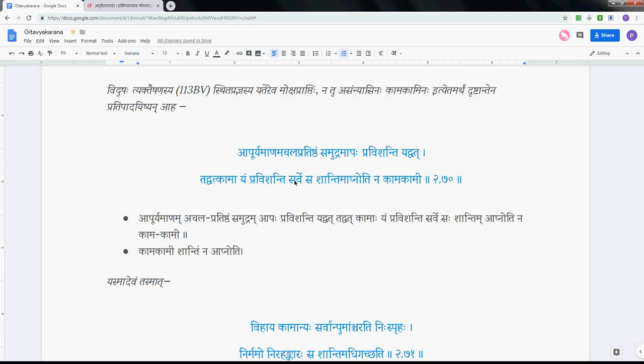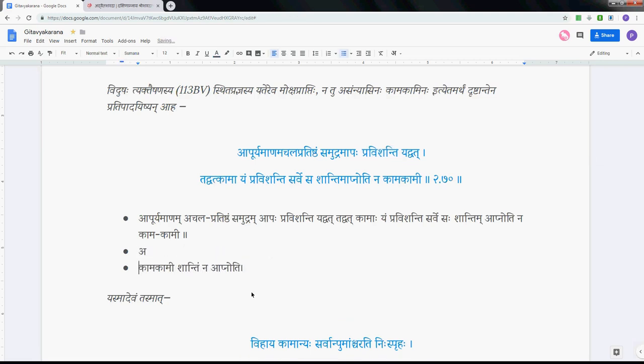And example here, drishtantena. So, what is the drishtanta here? Apuryamanam achalam pratishtham samudram, apaha pravishanti. Apaha is plural, strilinga. I'll bring this later. Apaha pravishanti, the waters enter. River waters, etc. All the river waters, they enter. What do they enter? Samudram pravishanti. So, river waters enter the ocean.